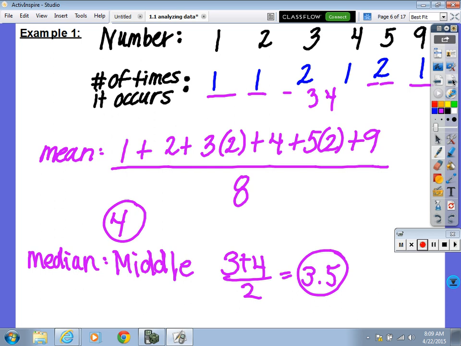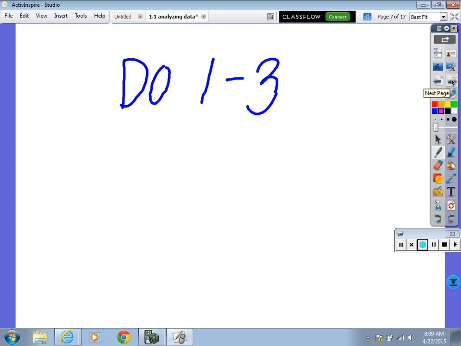Okay, so now you'll do these problems. You'll do 1 through 3, and those should be pretty quick. We need to move on to the new stuff. This isn't really new to you, so we're going to be moving quickly today. So here we go. Finish up 1 through 3 efficiently but quickly.